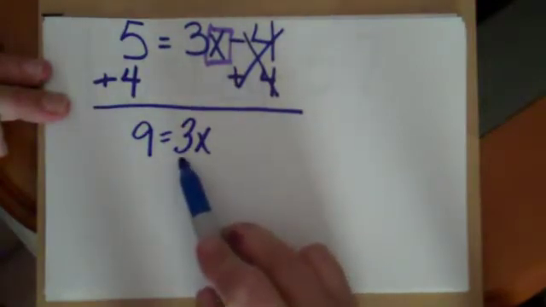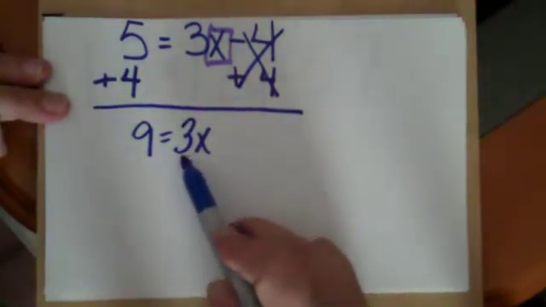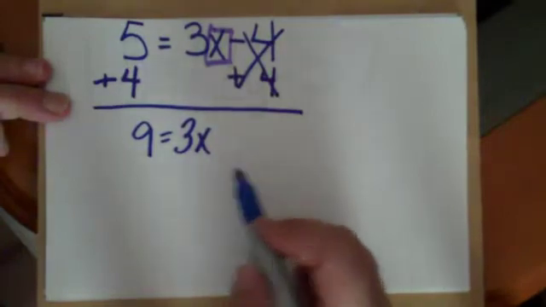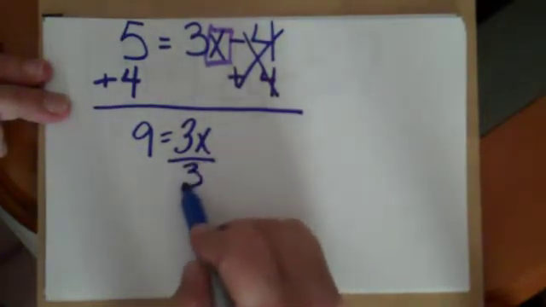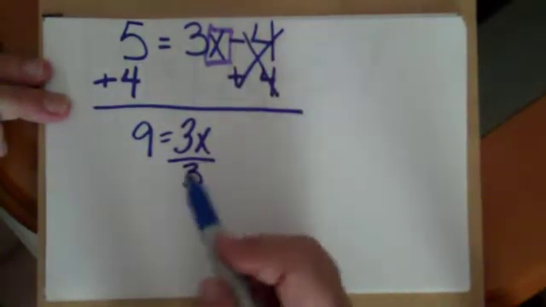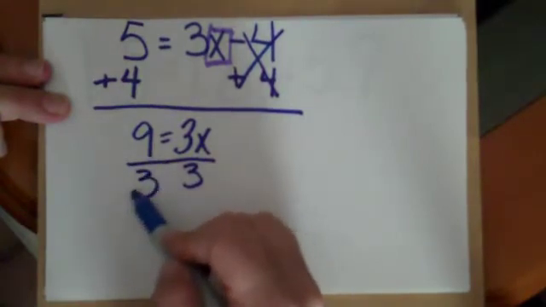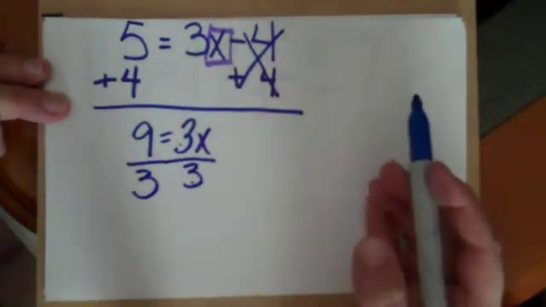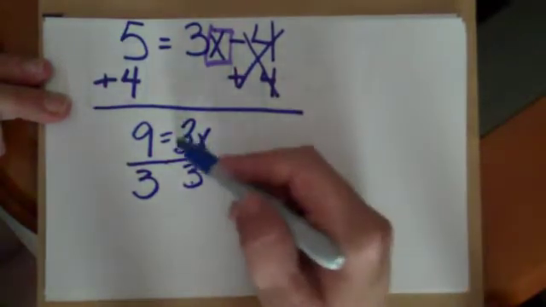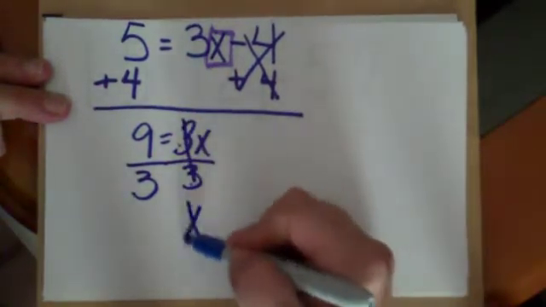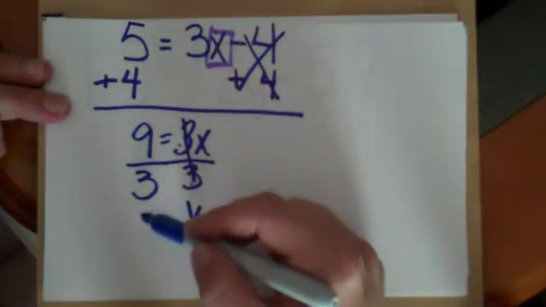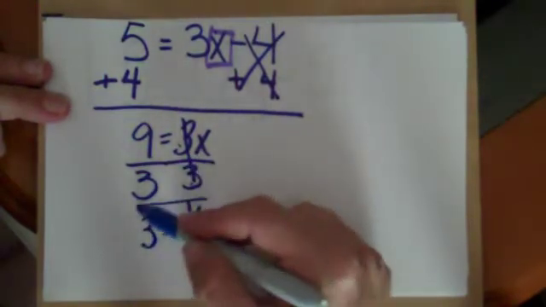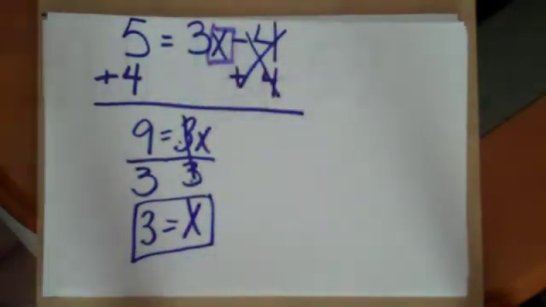What's over there with him? Well, he has a 3. 3 times X. Since it's multiply, what's the inverse of that? Well, the inverse is divide. So we're going to divide by 3. If we do it to one side, we've got to do it to the other. 3 divided by 3, remember, that's 1. 1 times X would just be X, so we say they cancel. So X is 9 divided by 3, which is 3. So our answer, or solution to this equation, is 3.